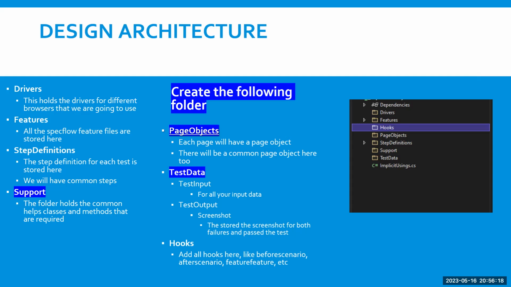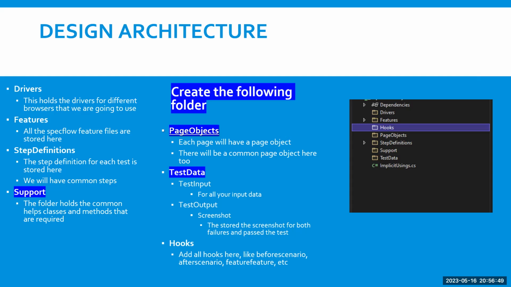We have the support folder, which holds all the common helper classes and methods that are required, and if there is time, we will touch on all these folders. But the main ones we are going to touch more are the features, the step definitions, page objects, and hooks. We also have the page objects, where each page has its own page object. There will be a common page object here too.